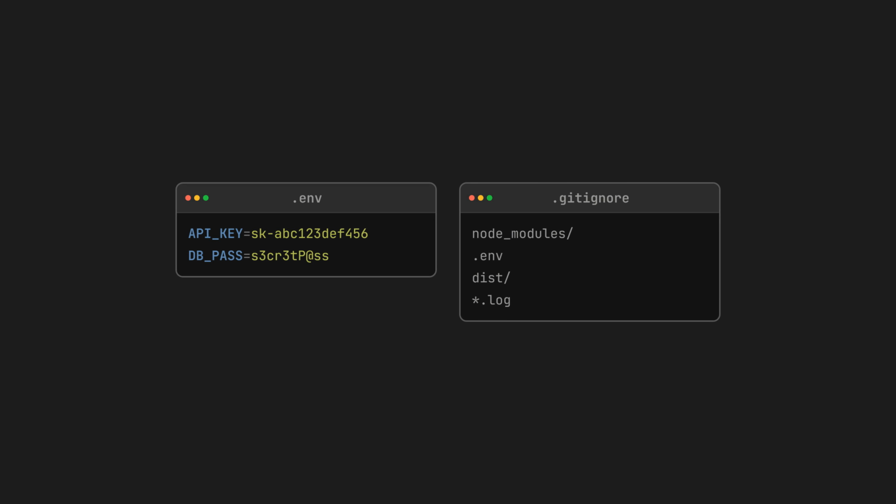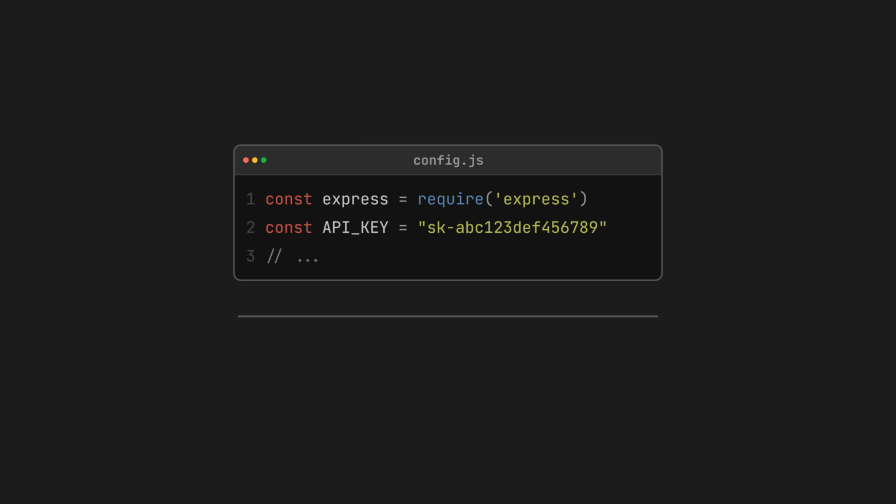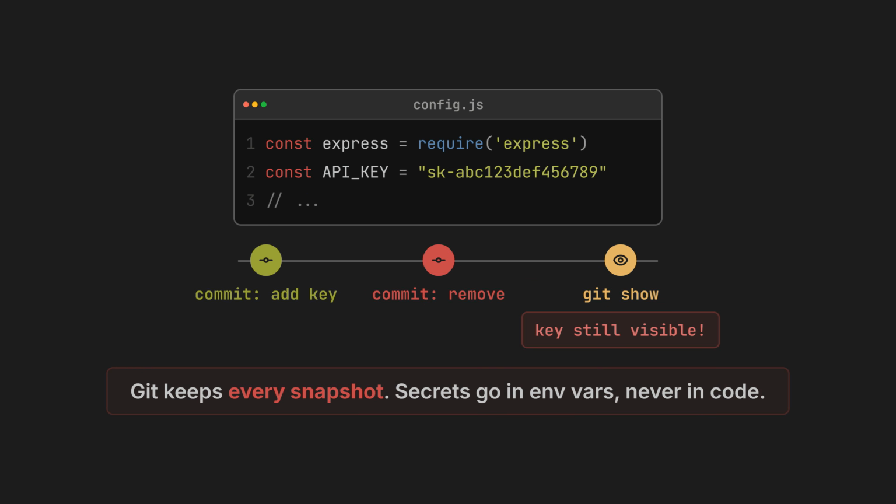And another thing while we're talking about .env files, these often contain secrets, API keys, database credentials, so they should always be in your .gitignore. And if you've ever accidentally committed a secret and then deleted it in the next commit, that doesn't fix it. Git keeps every snapshot. The key is still in your history. Anyone who clones the repo can find it with a git show. So the rule is simple. Secrets go in environment variables, never in source code. If it's sensitive, it doesn't get committed.